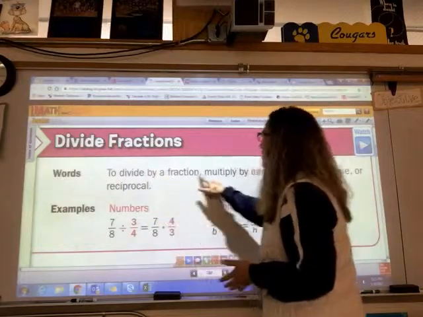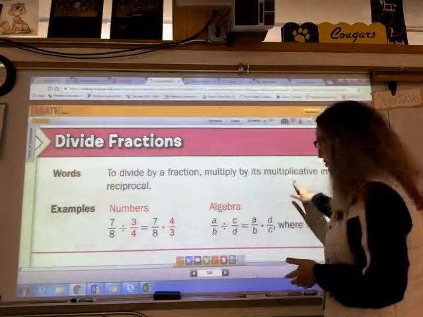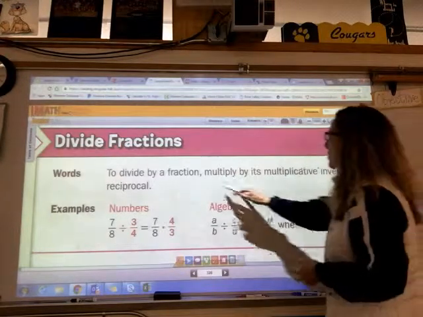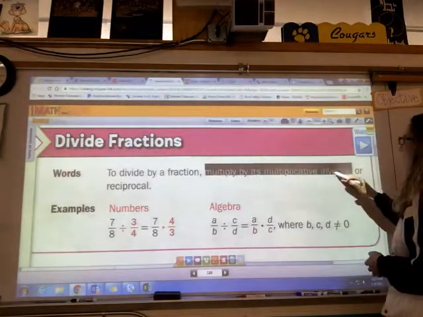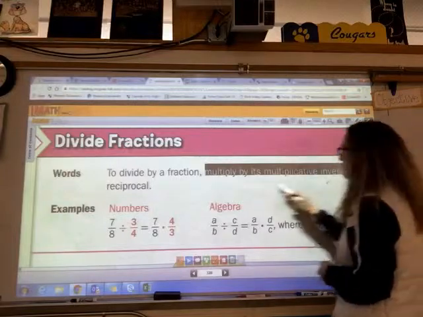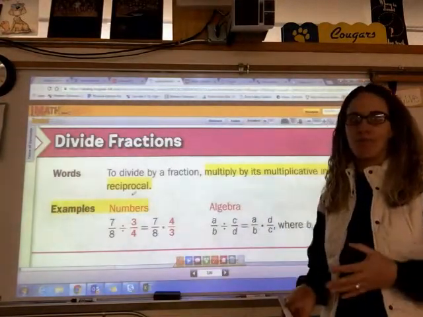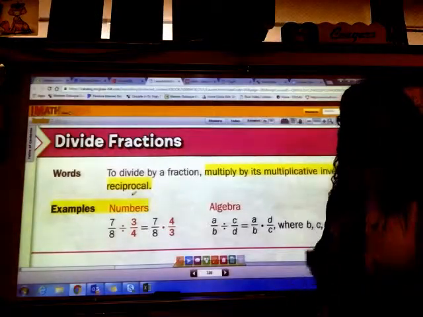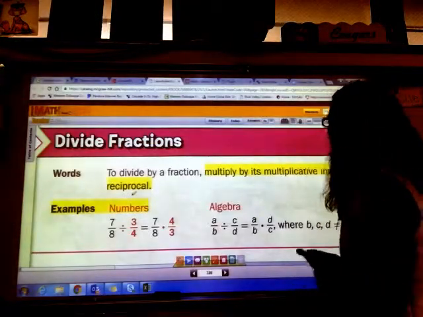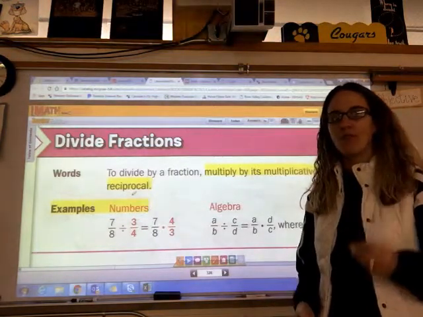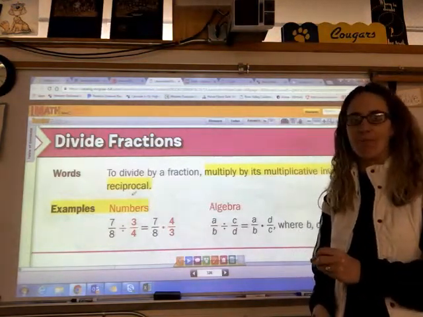And so you can see here in words, they have shown you or told you, okay, what you need to do when you are dividing fractions, okay? What we're going to do is we're going to multiply by the multiplicative inverse or the reciprocal, okay? So if you want to put a little star by that or underline that in your book, that might not be a bad idea. The one thing that you want to remember is when you're dividing fractions, the first fraction always stays the same, okay?